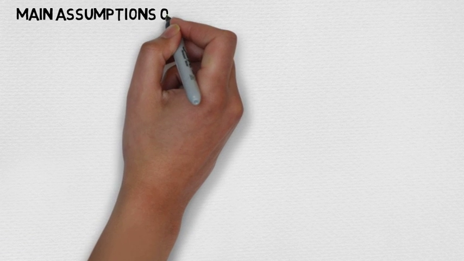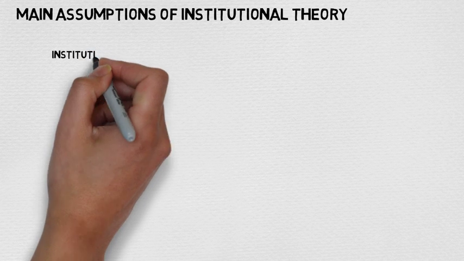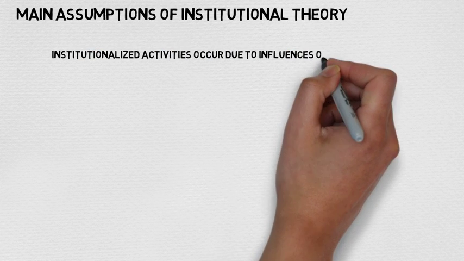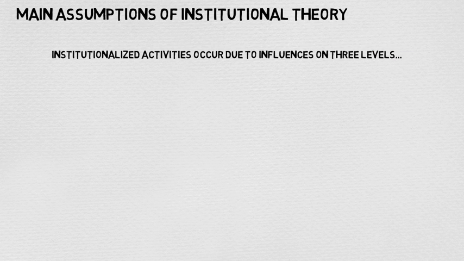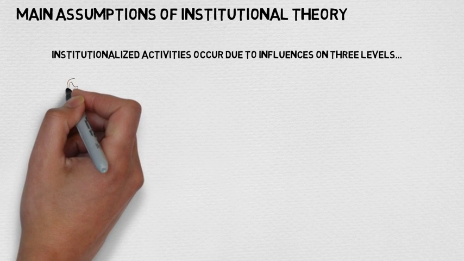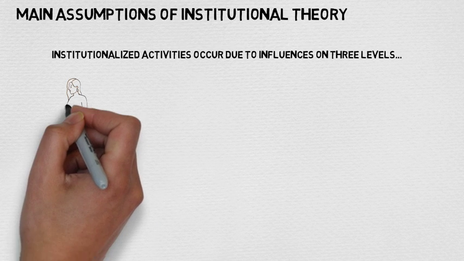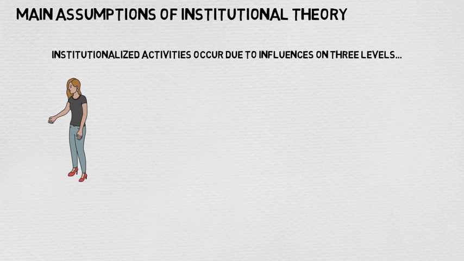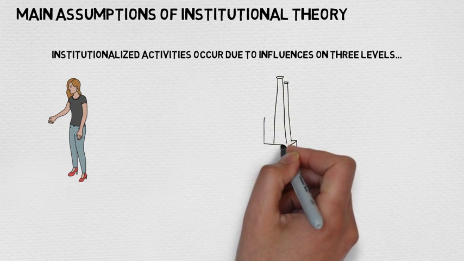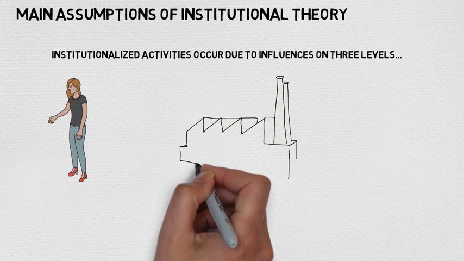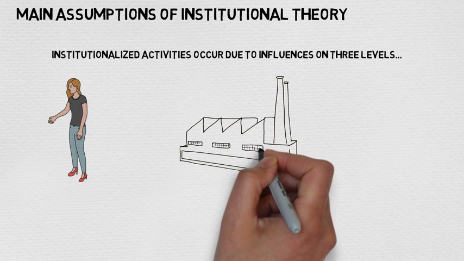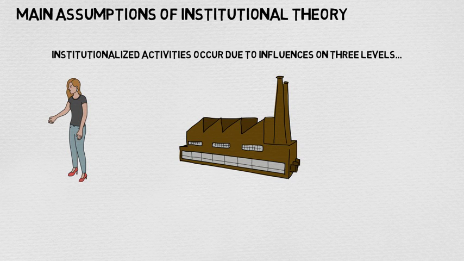Now, let's discuss some of the main assumptions of institutional theory. Institutional theory posits that institutionalized activities occur due to influences on three levels. First one is the individual level. Managers follow norms, habits, customs, and traditions both consciously and unconsciously. The second is the organizational level, where shared political, social, cultural, and belief systems all support following traditions of institutionalized activities.